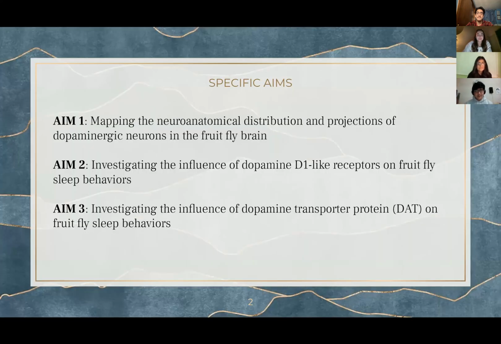For our specific aims for this experiment, aim 1 was mapping the neuroanatomical distribution and projections of dopaminergic neurons in the fruit fly brain. Aim 2 was investigating the influence of dopamine D1-like receptors on fruit fly sleep behaviors. Aim 3 was investigating the influence of dopamine transporter protein on fruit fly sleep behaviors.